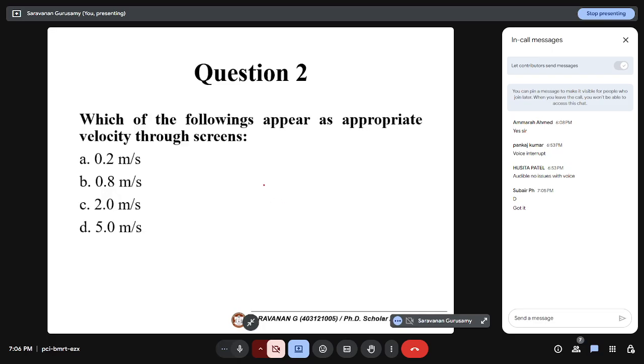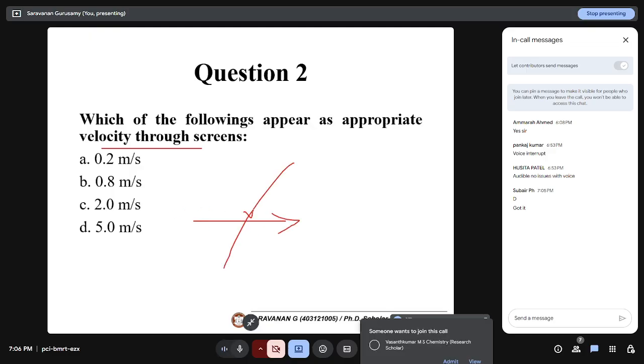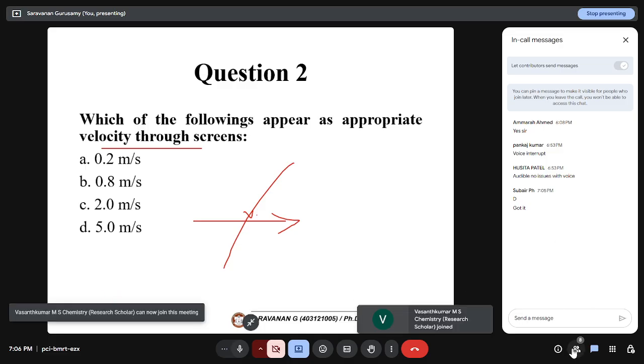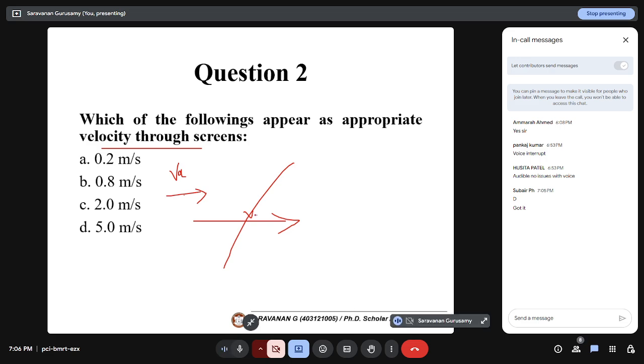Okay. Second question. Appropriate velocity through the screen. We have a screen. We need to consider two velocities. One is the approach velocity, V_A. Another one is the velocity through the screen, small v. Sorry, this is capital V. This is small v.